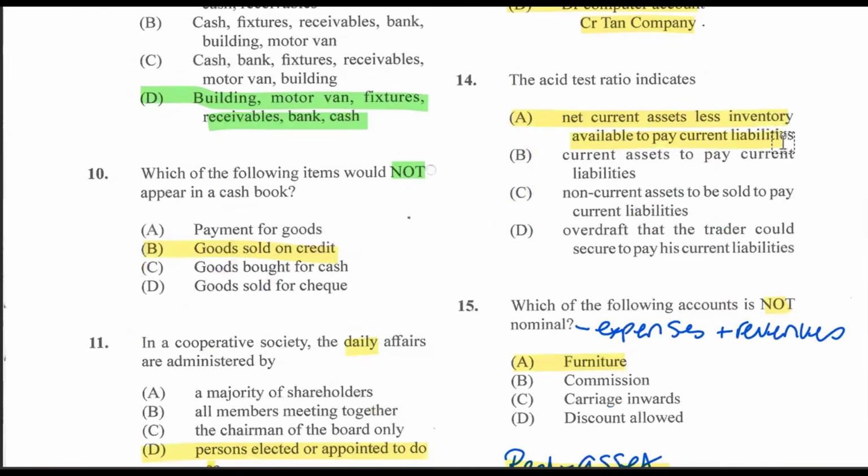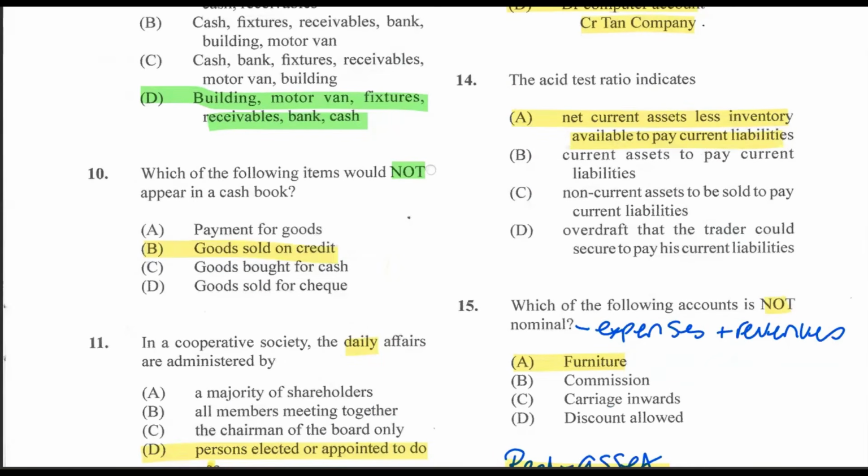Question 14, guys. Moving on to the acid test ratio. This question is asking us for the formula for the acid test ratio. So let's see what the suggested answer should be. The acid test ratio, as you all know, is the current assets less the inventory divided by current liabilities. And the best answer there will always be A. Net current assets less inventory divided by current liabilities.